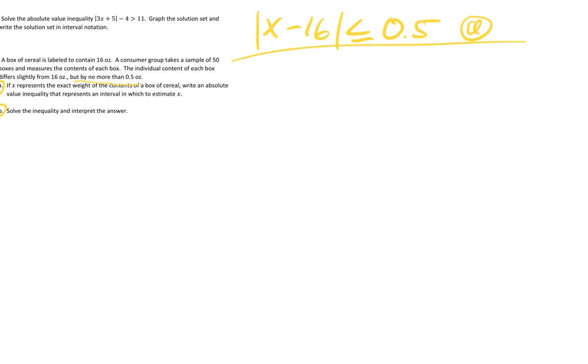Now for part B of this question, solve the inequality and interpret the answer. We already have the absolute value, so we'd say x minus 16 less than or equal to 0.5, and x minus 16 greater than or equal to negative 0.5.